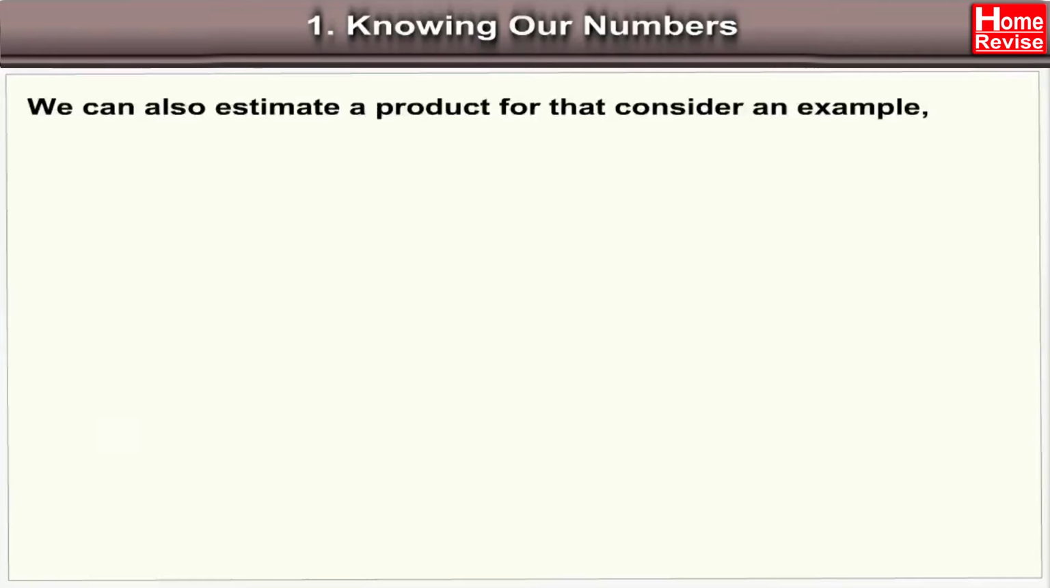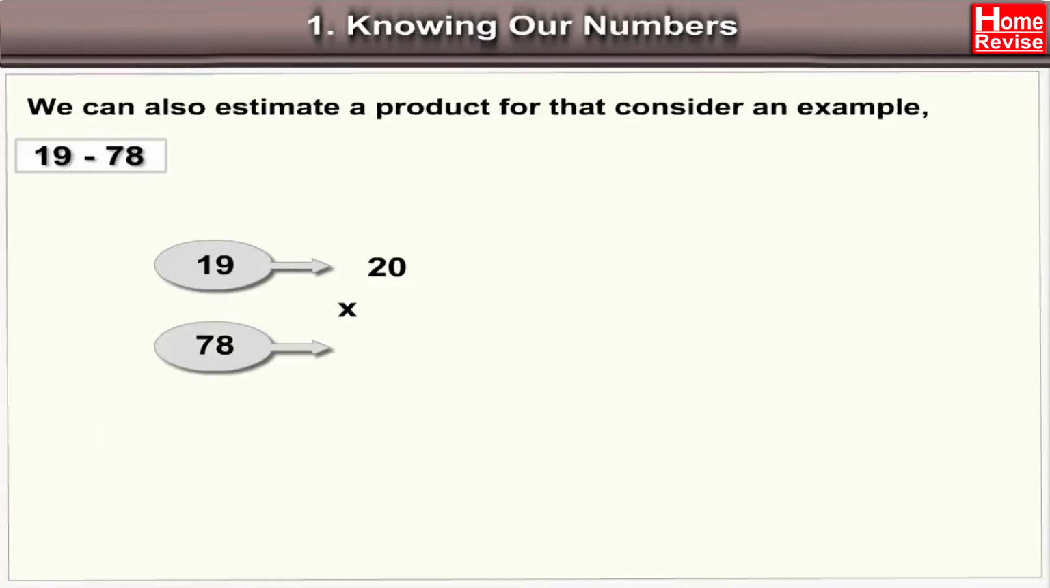Kids, we can also estimate a product. For that, let us see an example. 19 multiplied by 78. First, let us approximate 19 to nearest tens. So it would be 20. And the approximate of 78 to nearest tens would be 80. So it would be 20 into 80, which is equal to 1600.